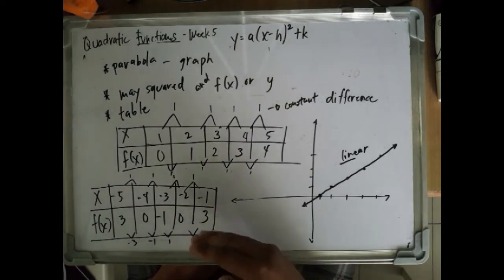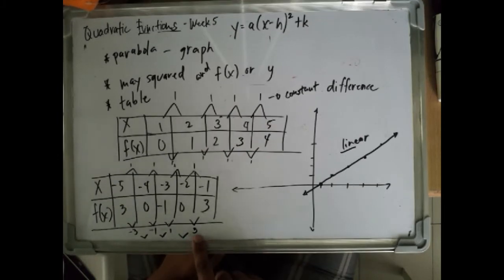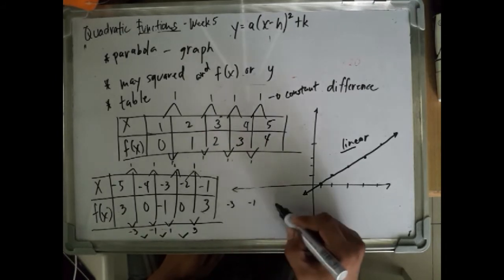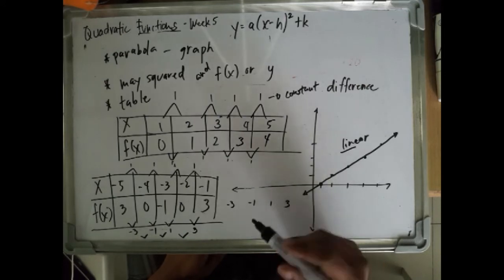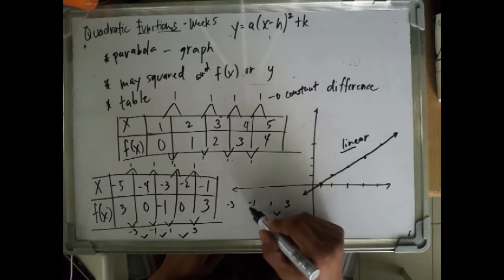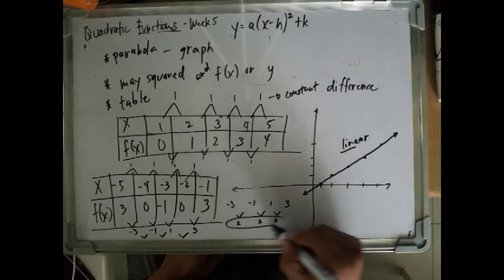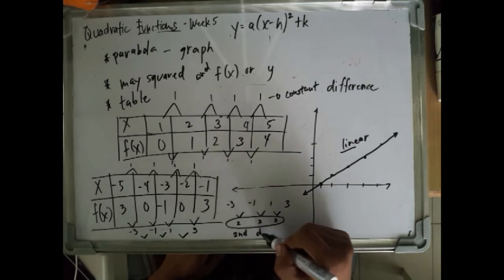Yun nga lang, i-check pa rin natin. Pag minus ulit natin yung mga differences nila. So, isulat natin: 3, 1, negative 1, negative 3. Ipagmaminus natin yung mga naging differences. So, 3 minus 1 is 2. 1 minus negative 1 is 2. And negative 1 minus negative 3 is 2. So, napansin natin, constant na yung second difference niya.